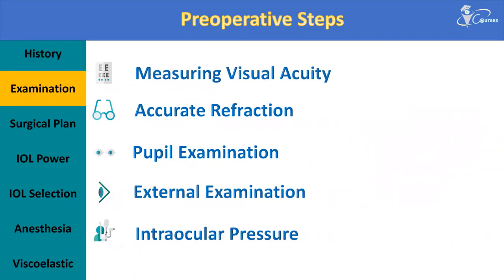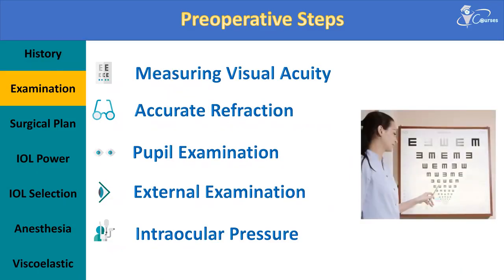After history, you proceed with examination. You measure the patient's visual acuity to know the uncorrected and best corrected visual acuity, and the potential vision that this patient could develop after the surgery, whether he has amblyopia or not.